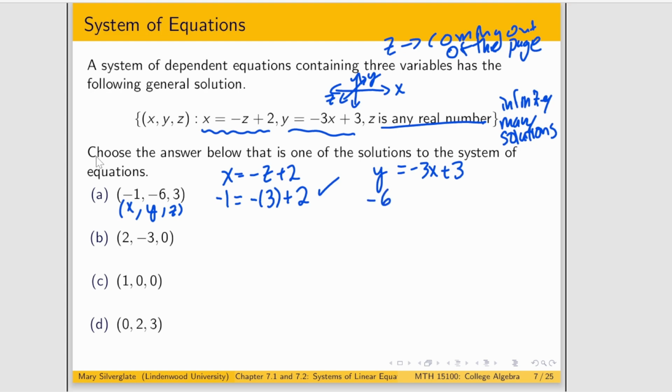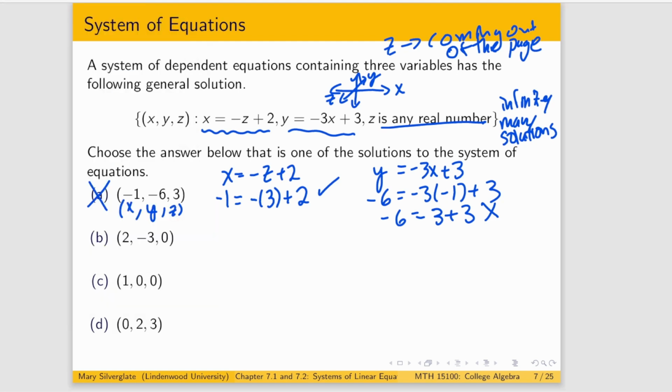We're plugging in negative 6 for y, we're plugging in negative 1 for x, negative 3 times negative 1 is positive 3. And negative 6 is not the same thing as 3 plus 3. 3 plus 3 is positive 6. That does not work, so that is not a solution. Now we want to try the next one. I'm going to encourage you to go ahead and pause your video and try out each of these solutions in the system to see if they work.